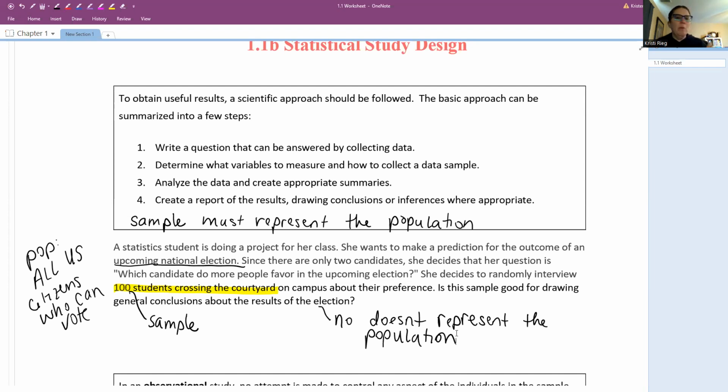Other than that, we want to have people of different ethnicities, different genders, different hair color, different backgrounds, different socioeconomic statuses, different ages, different everything you can think of. We want to have them different. And if we just have 100 students walking across the courtyard, they have too many things in common. They're all about the same age. They all live in about the same area. There's just too much in common. So that is why it doesn't represent the population.